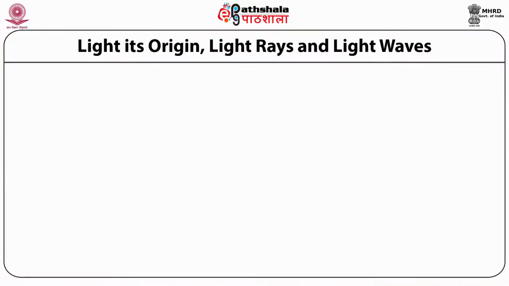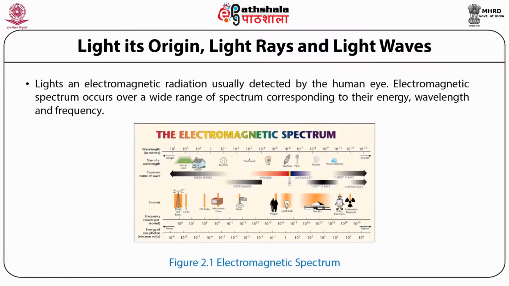The description of the module will be incomplete unless the student is well versed with the basic details of light, what exactly light is. Here we discuss the light, its origin, the light rays and the light waves. Light is an electromagnetic radiation usually detected by the human eye.